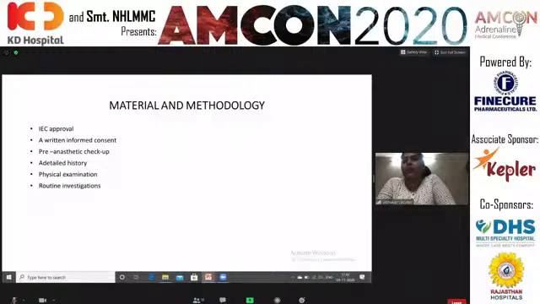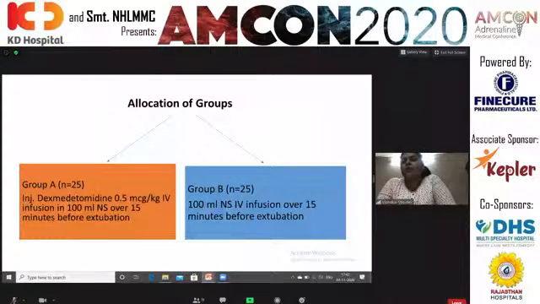After ethical committee approval and written informed consent from the patient, pre-anesthetic checkup was done, with a detailed history, physical examination, and routine investigations. We divided the patients into two groups, Group A and Group B. Group A patients received injection dexmedetomidine 0.5 microgram per kg IV infusion in 100 ml NS over 15 minutes before extubation, while in Group B, 100 ml NS IV infusion over 15 minutes was given before extubation.